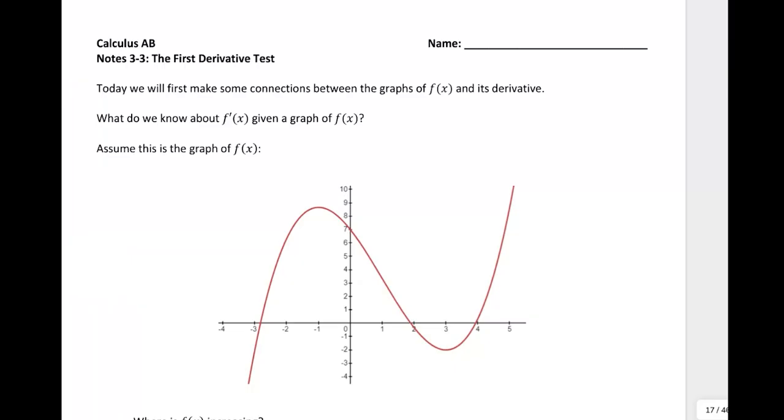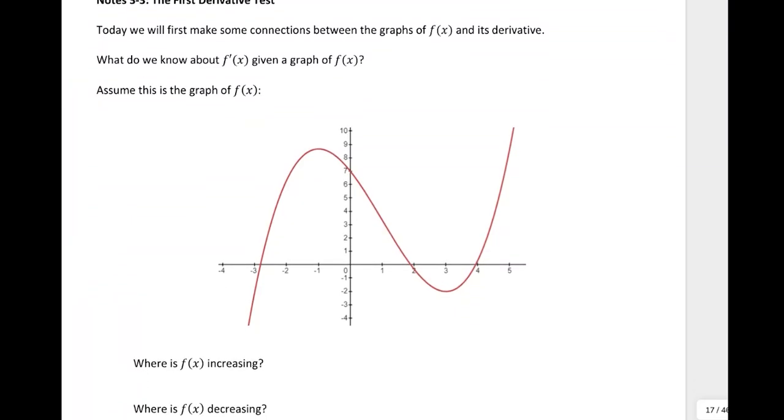This is something that you probably explored a little bit in pre-calculus, but today we're going to look at those intervals of increasing, decreasing, and those relative extrema and make the connection between a graph which has those characteristics and what's going on with the derivative. So take a look at this graph here. It's a pretty simple cubic function.